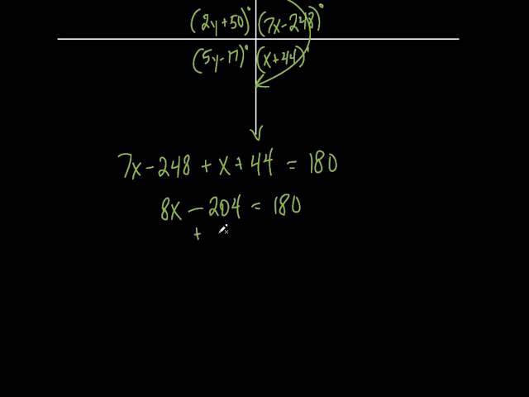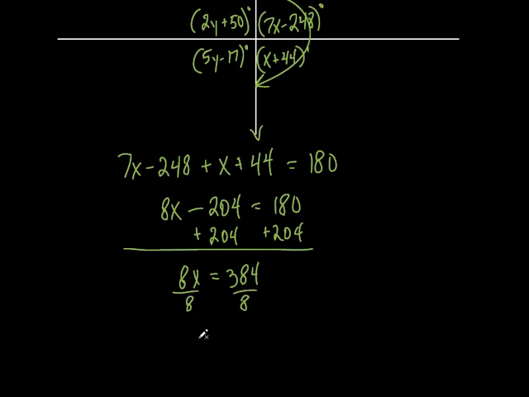So what do we do now? Plus 204 to both sides. 8x equals 384, right? Somebody do that for me real quick. Who's got a calculator out? 384 divided by 8. 48? Is that what you said? Okay. So x is 48. So there you go. So you got half of it done.